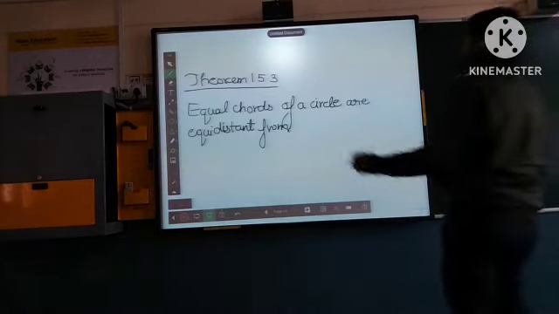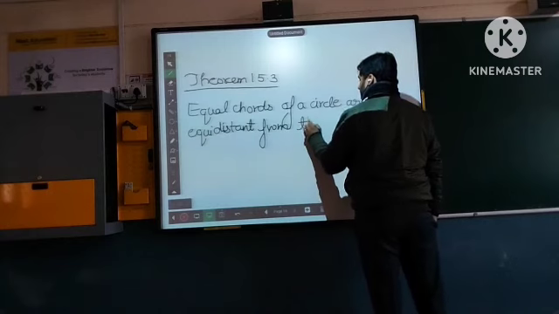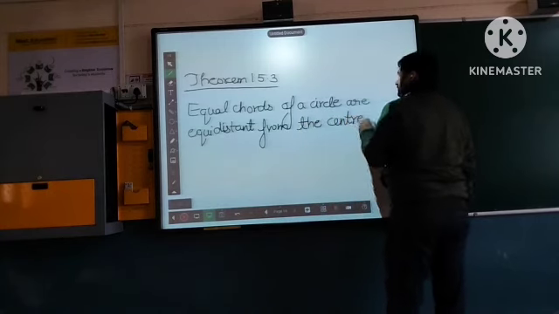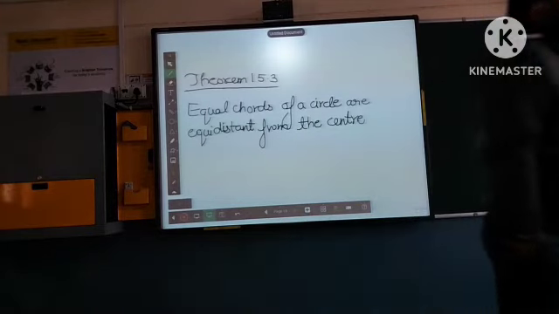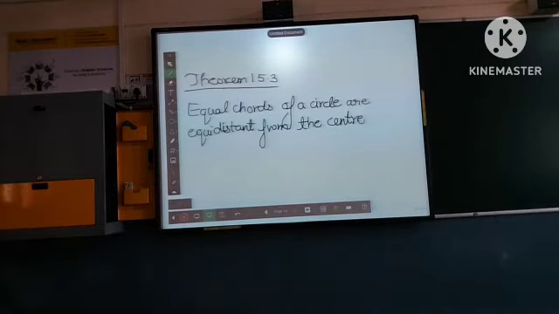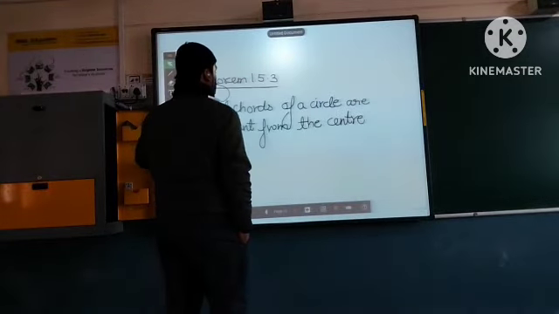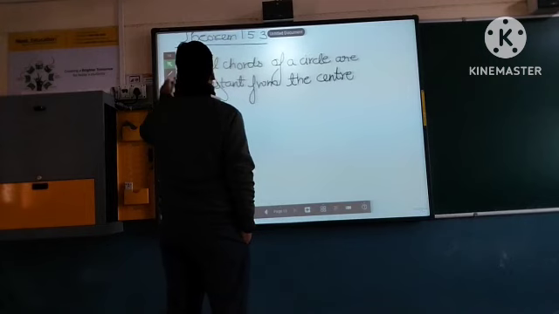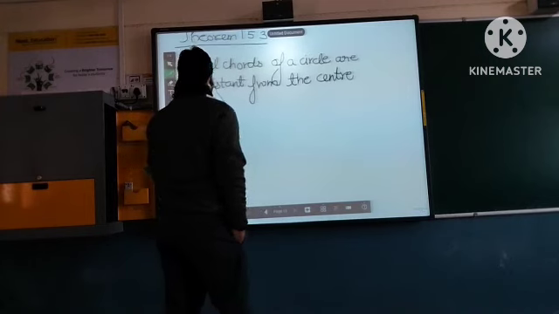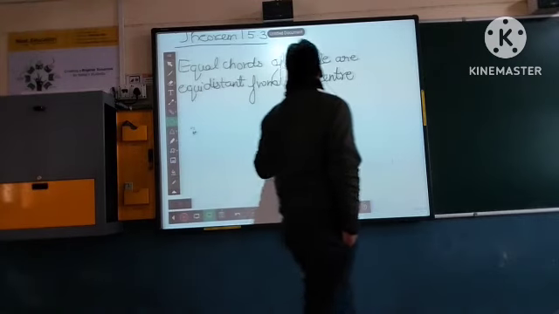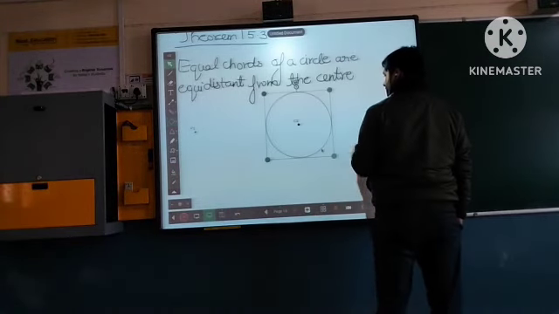That means if the lengths of the chords are equal, their distances from the center will also be equal, but in the same circle we are talking about. Again, for this theorem also there is a proof. The statement we now know. Let us see how it is done. Through the figure also we will learn it. Drawing a circle now.